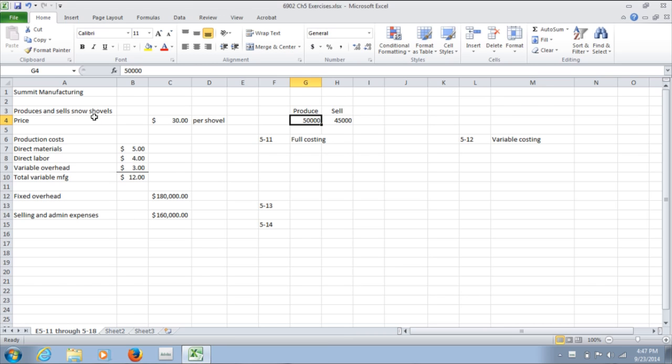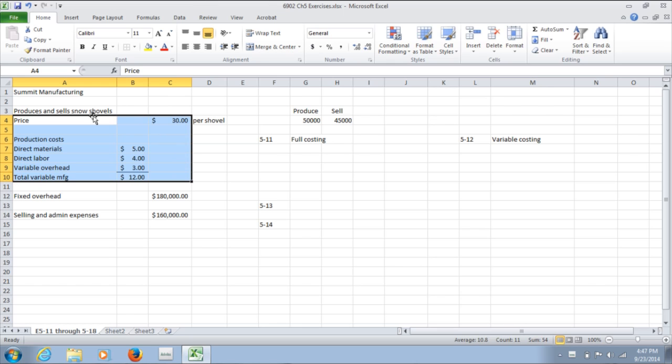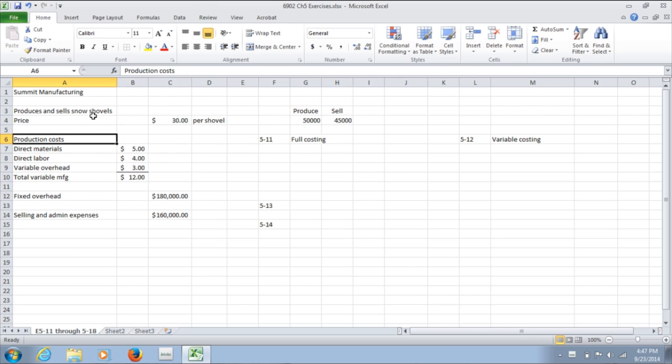Over on the left-hand side of the spreadsheet, we have the cost information on a per unit basis, the cost as well as pricing information, as well as the fixed overhead and then the selling administrative expenses. In these exercises, the selling administrative are all treated as fixed. That wouldn't have to be the case. It's just a simplifying assumption here.